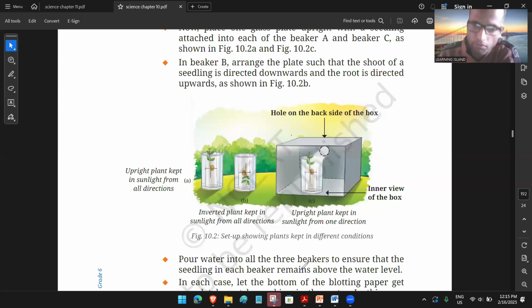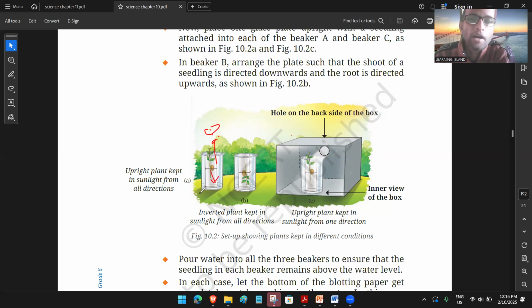I am not going through all these topics because otherwise the video will be delayed. So I am explaining only the gist part over here. See, because of sunlight surrounding, this plant will grow upward and the roots always go downward. This is called geotropic movement.